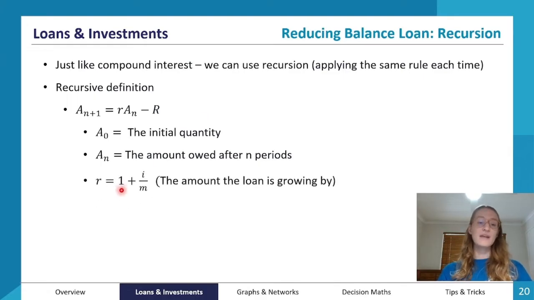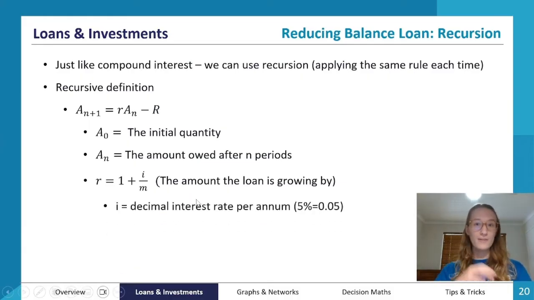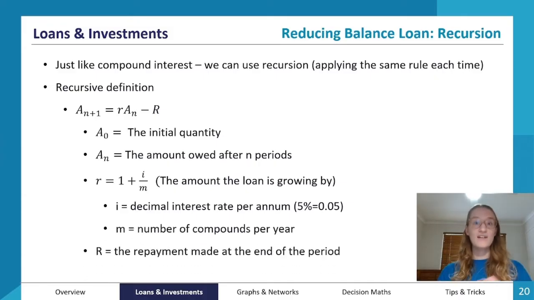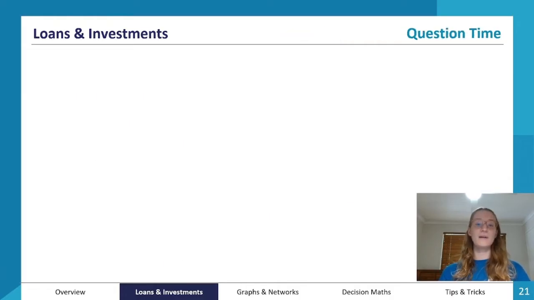And R is equal to 1 plus I divided by M. So we're coming back to the first version of the formula that we used, where R is 1 plus the decimal rate of interest per annum divided by the number of compounds per year. And that gives us the amount the loan is growing by. So we've got those two variables defined the same, and then our capital R is the repayment being made at the end of the period.